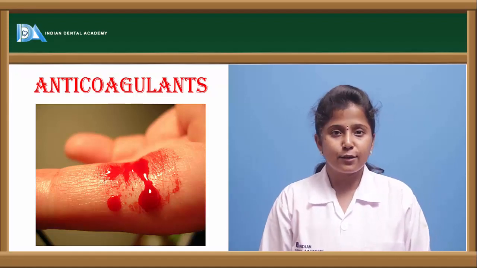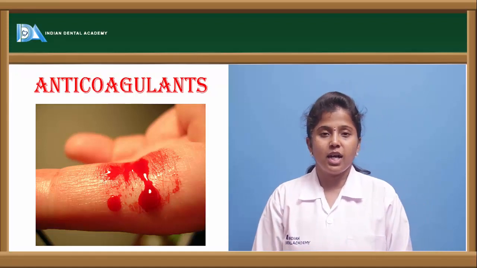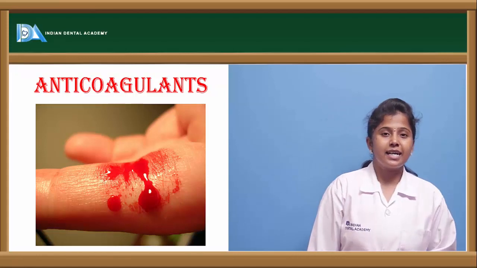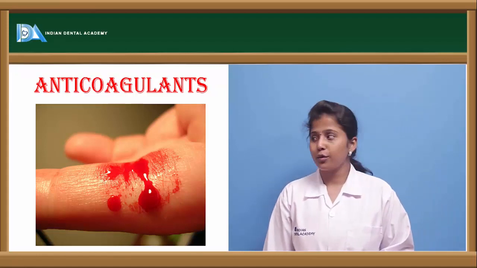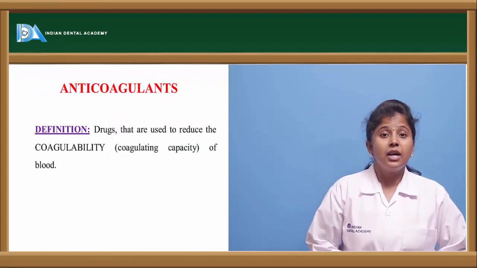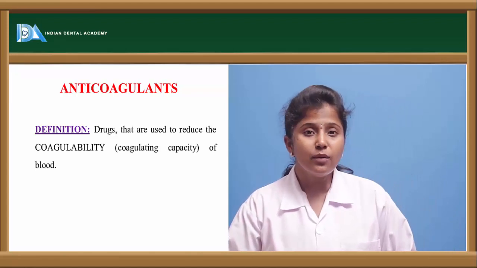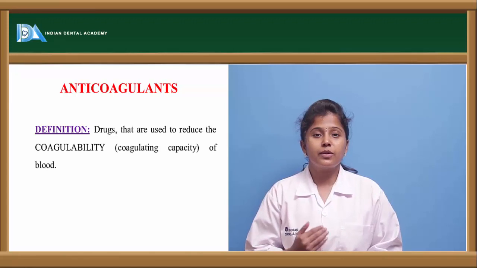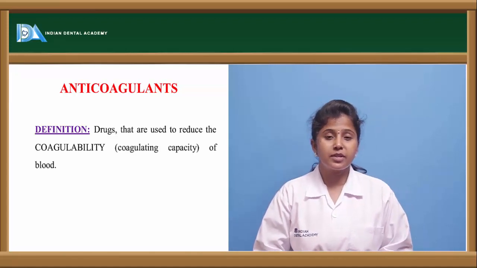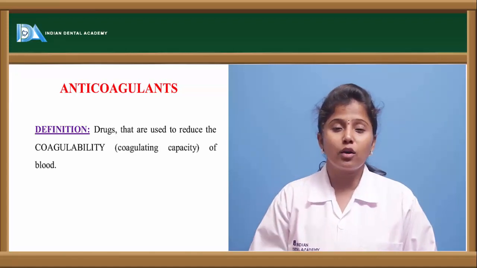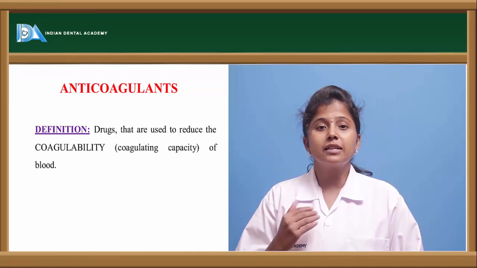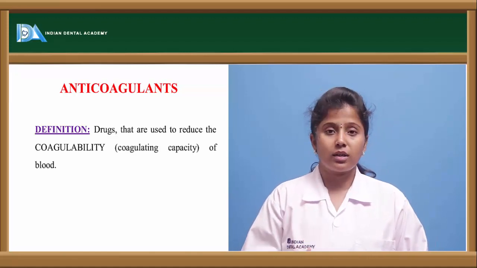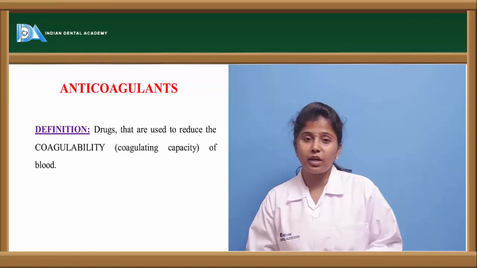We will see the other class of drugs called anticoagulants. The name itself indicates they act against coagulation. Anticoagulants are the drugs which reduce the coagulation capacity of the blood. The platelets or thrombocytes present in the blood cause clot formation, so these drugs reduce the clotting capacity of the blood.